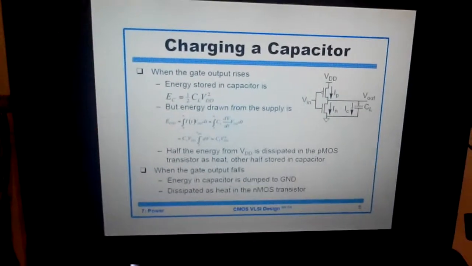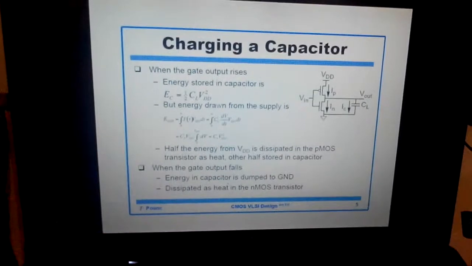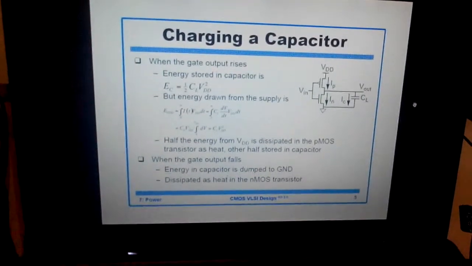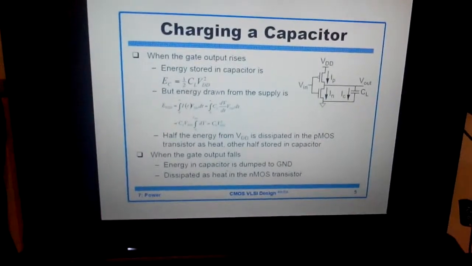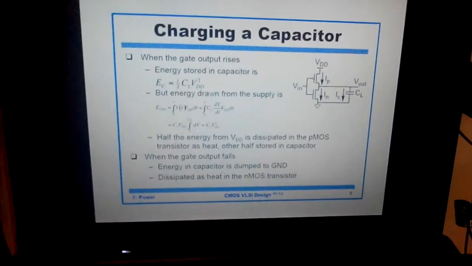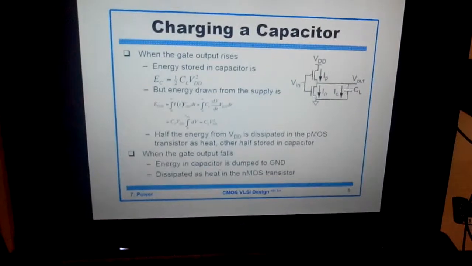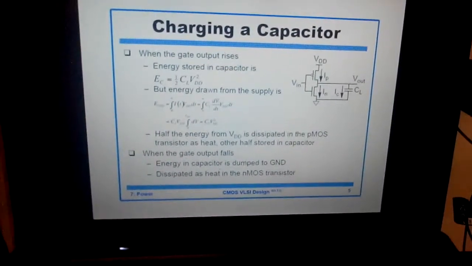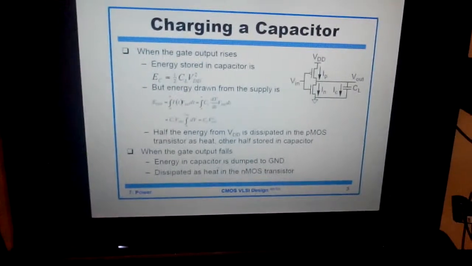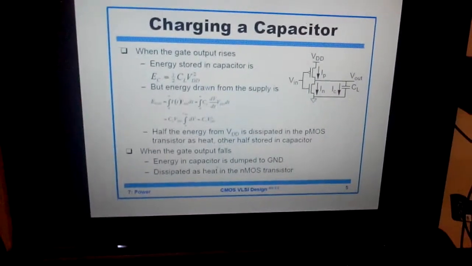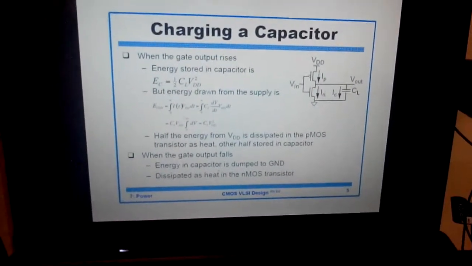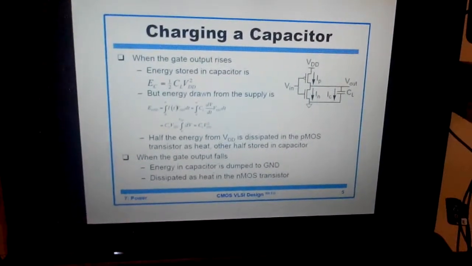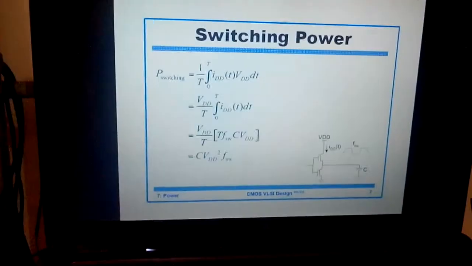When the gate output rises, energy stored in the capacitor is computed using the given formula, but energy drawn from the supply is different. Half of the energy from VDD is dissipated in the PMOS transistor as heat. The other half is stored in the capacitor. When the gate output falls, energy in the capacitor is dumped to ground and is dissipated as heat in the NMOS transistor.